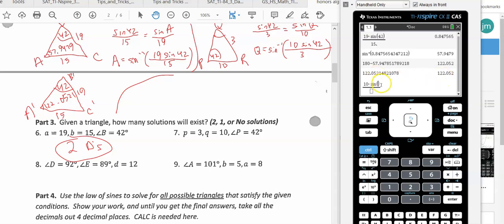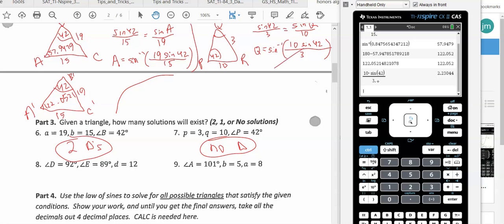Whoops. 10 times sine of 42 divided by 3 is a number bigger than 1. Therefore, there's 0 triangles here because if you took the inverse sine of that, you're going to get undefined every time.